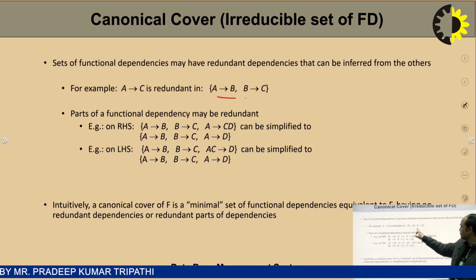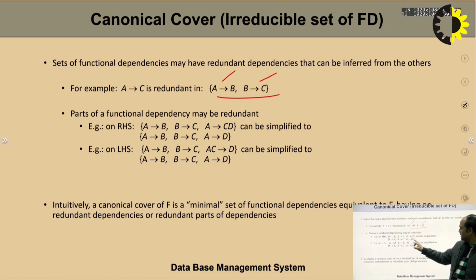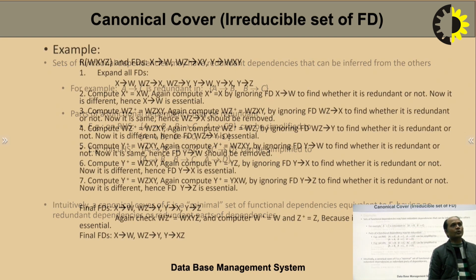Suppose, for example, we have two types of functional dependencies. Part of a functional dependency can be redundant, and that can be simplified. A tends to B, B tends to C, and A tends to C, D can be simplified into A tends to B and B tends to C and A tends to C. If we can simplify this, then D is the extraneous attribute. So we can reduce that particular set of functional dependencies for the purpose of the canonical cover.